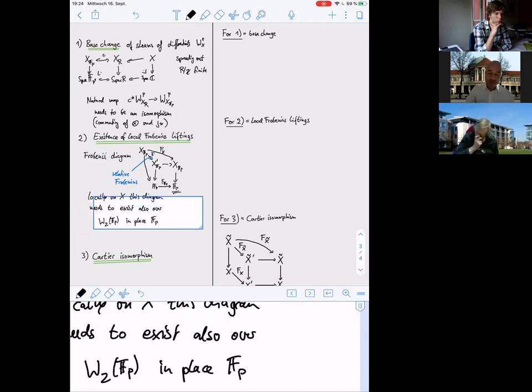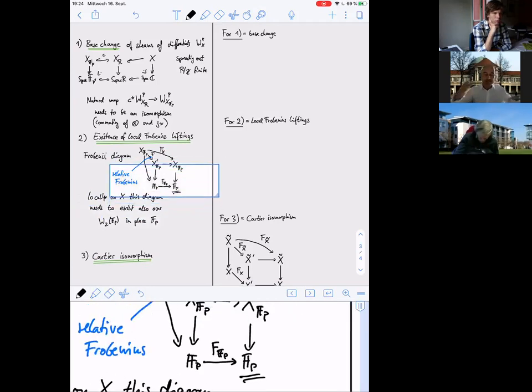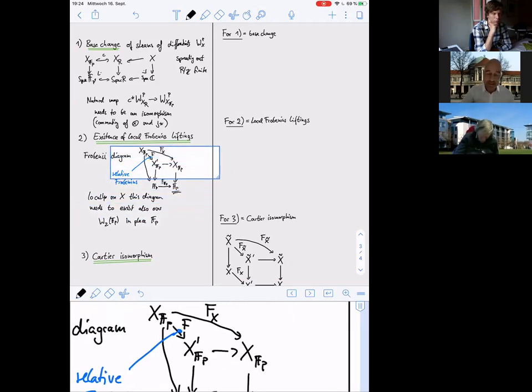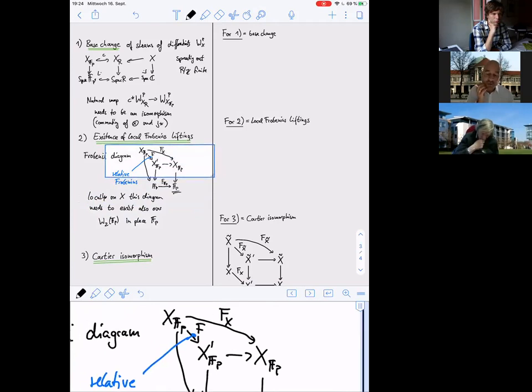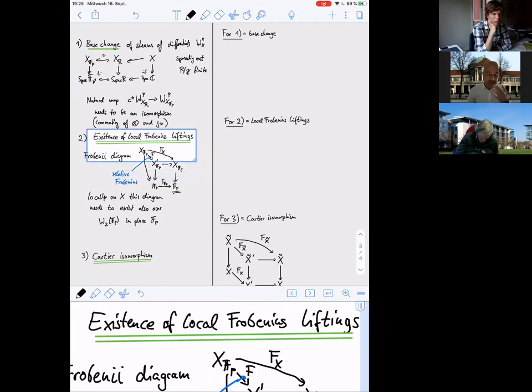So you want a similar diagram where in the base you put this ring of second Witt vectors, and of course there's always stuff upstairs above it also. And in this case now, this relative Frobenius map does not necessarily exist. So you want a relative Frobenius also over this first order thickening Witt vector ring. That's an extra feature you need to have. It's called the existence of local Frobenius liftings, Frobenius lifting in the sense of lifting to the ring of second Witt vectors.